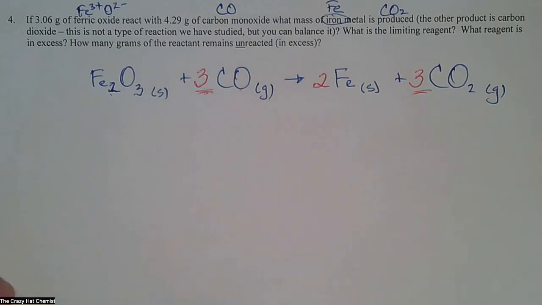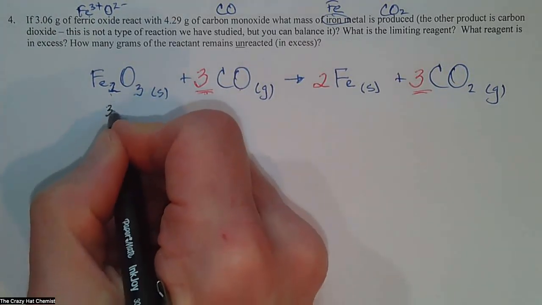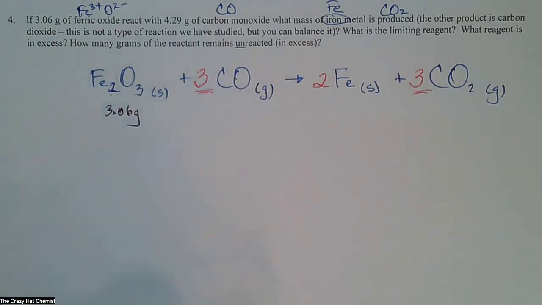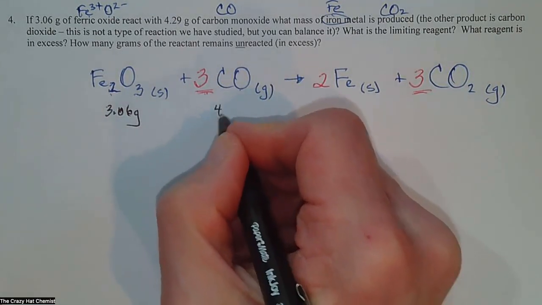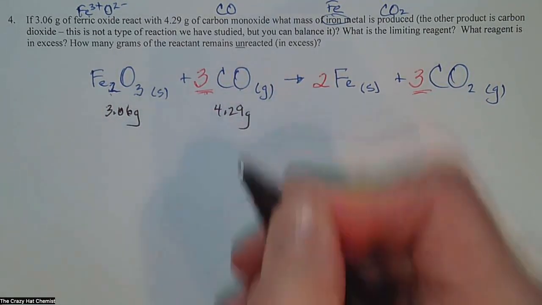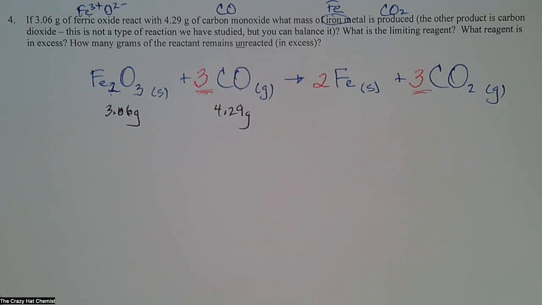Okay. Next thing that we're going to do is write down what information is given within this problem. It says we have 3.06 grams of ferric oxide and 4.29 grams of carbon monoxide. Now, this should be like a red flag for you right now.